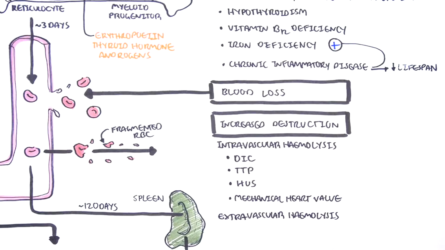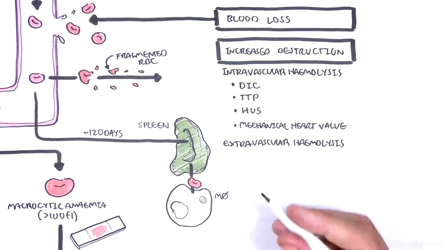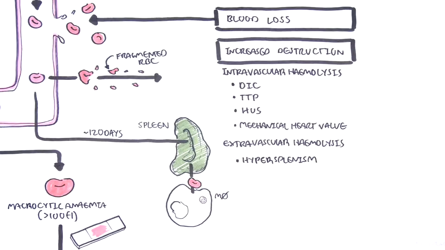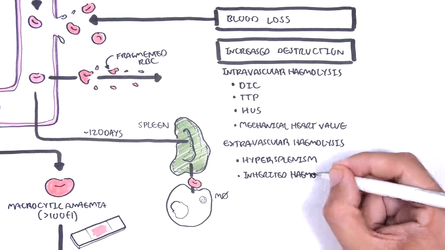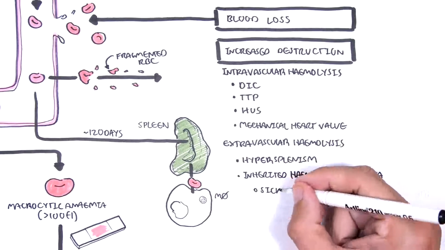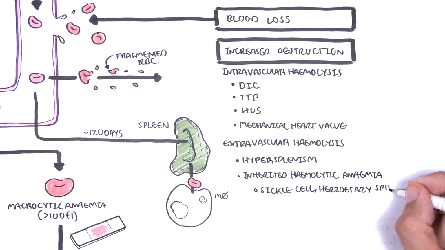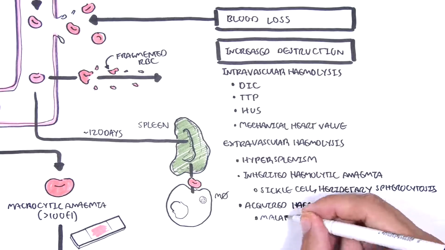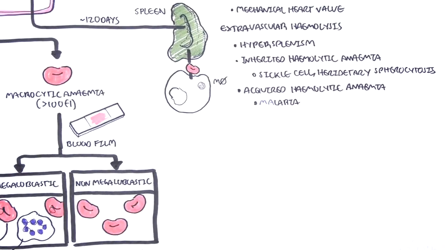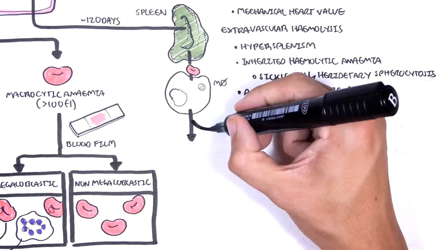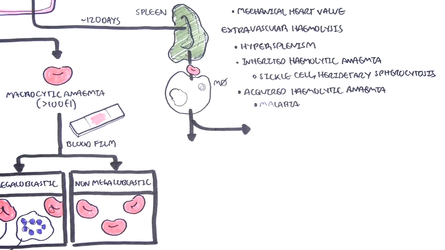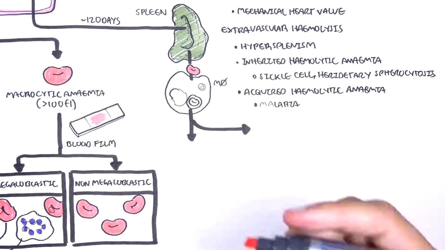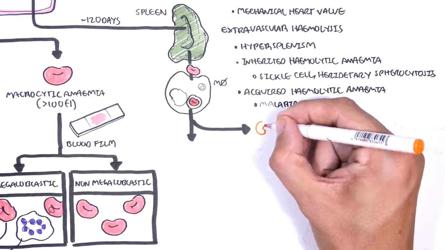Extravascular hemolysis occurs when there is increased destruction of red blood cells, typically through the reticuloendothelial system. Examples include hypersplenism, inherited hemolytic anemia disorders such as sickle cell anemia, and hereditary spherocytosis. Acquired hemolytic anemia, such as in malaria. When a red blood cell gets destroyed, they release a number of things, which are important things to measure to see whether someone has hemolytic anemia.